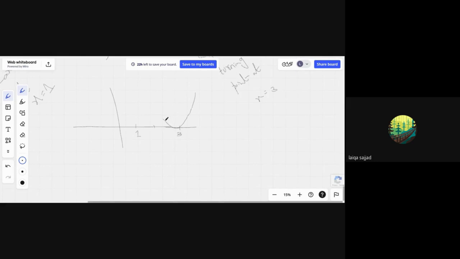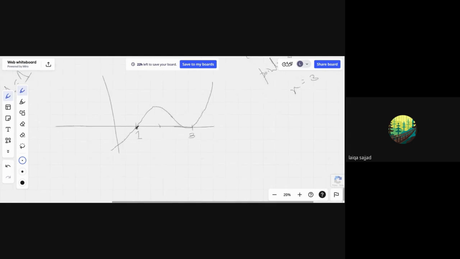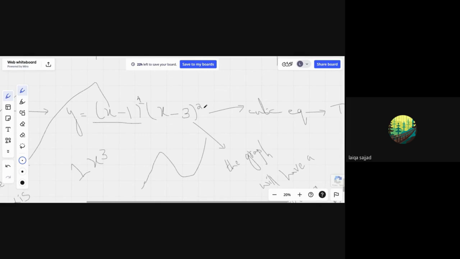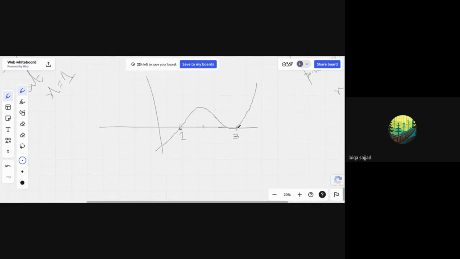After that, it would go up, and after that, it will come down. Over here, you can see that it is only cutting the x-axis, not giving you a turning point at this point, because the power was only 1. When you have a power of 2 on any factor, it gives you a turning point instead at that point. So that's why at 3, we are having a turning point. At 1, the graph is only cutting the x-axis. So this is the first minimum point that we have, the first turning point. And this one is the maximum point. So we have got 2 turning points for a cubic equation.